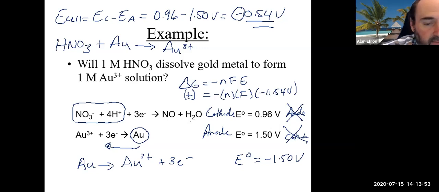And that would obviously give us a positive delta G. So all of those things together would tell us that this would not occur. And actually, that is sort of how they test gold. We used to test gold in pawn shops that way. You put some nitric acid on your gold. If it's still there afterward, congratulations, it's gold. If it's gone, not so much real gold.